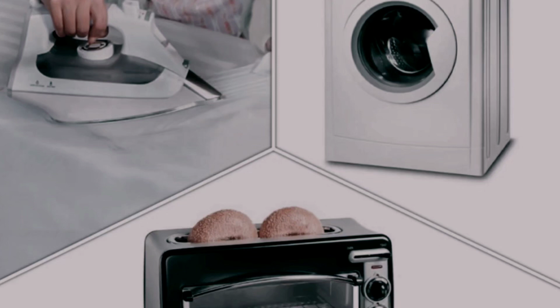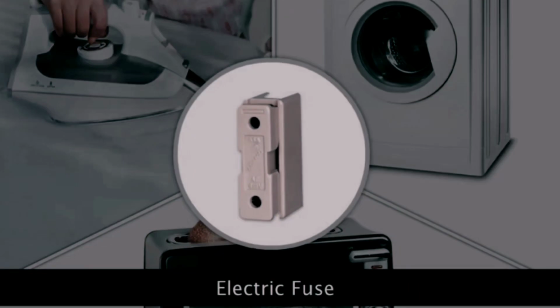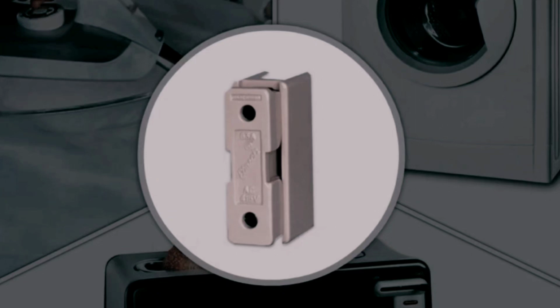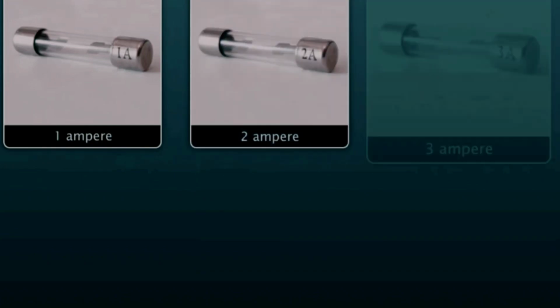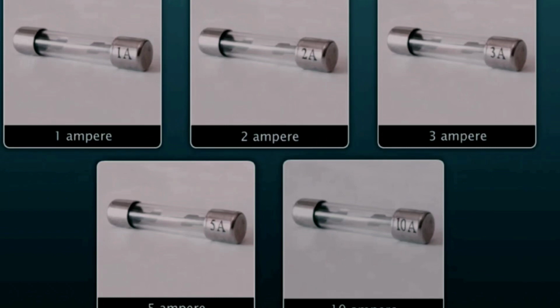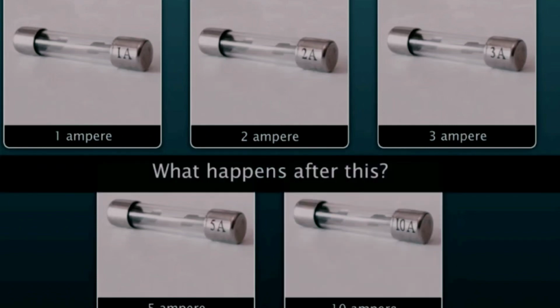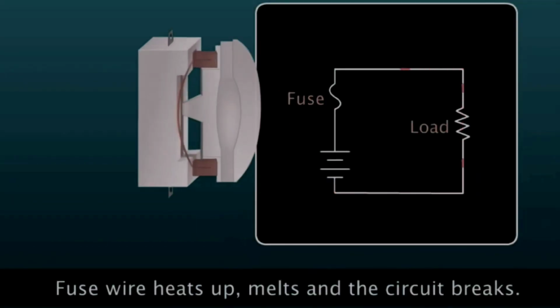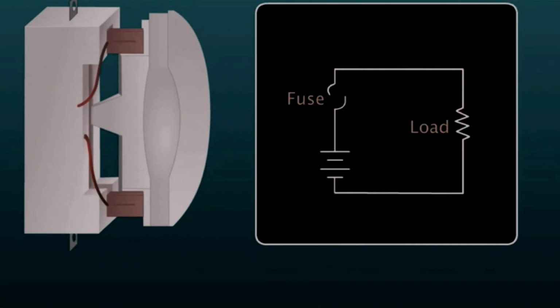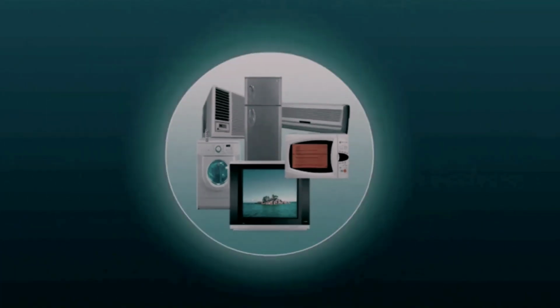Joule's law finds many practical applications in devices of daily use. One of the most common is the electric fuse. The fuse is usually placed in series with the device. The fuses that are used for household purposes have ratings as 1 ampere, 2 ampere, 3 ampere, 5 ampere, 10 ampere. It is made of a material that will melt when the flow of current exceeds a specified level. What happens after this? The fuse wire gets overheated, melts, and the circuit is broken. This prevents fire and the appliance is protected.